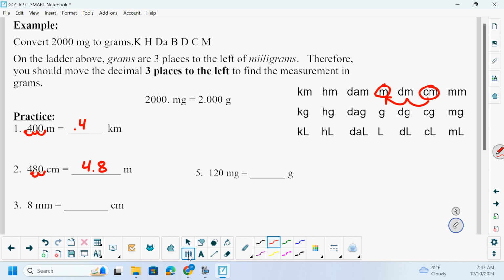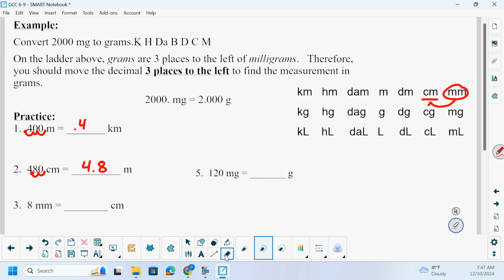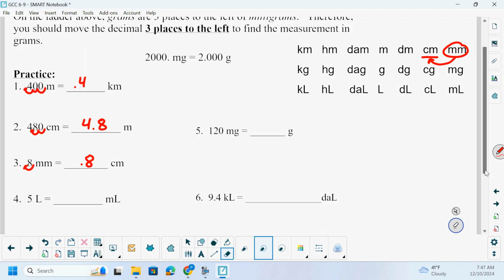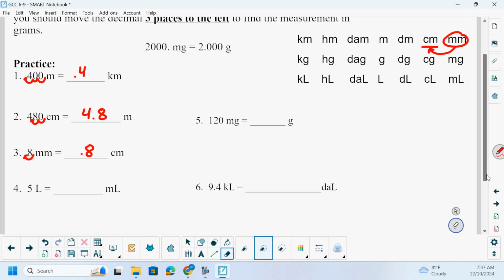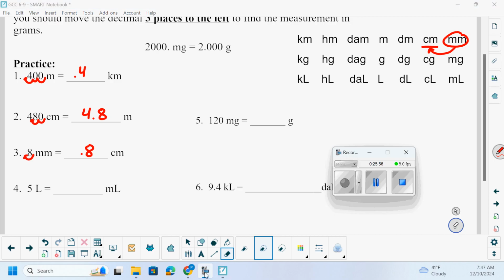We'll do one more together, and then we'll pause for a minute to let you try the other few. Next one, we are going millimeters, and we want to end up with centimeters. So notice we're going 1 to the left. Our current decimal is after the 8. If we move 1 to the left, we now have 0.8 centimeters. We're going to pause for 2 minutes to see if you can do those other 3.